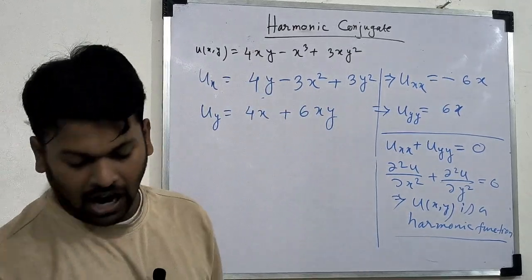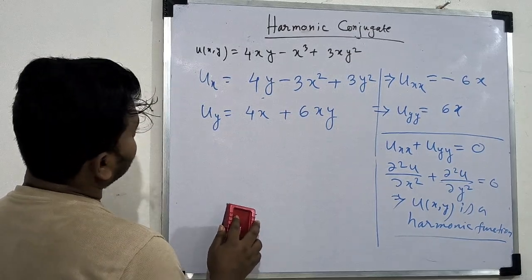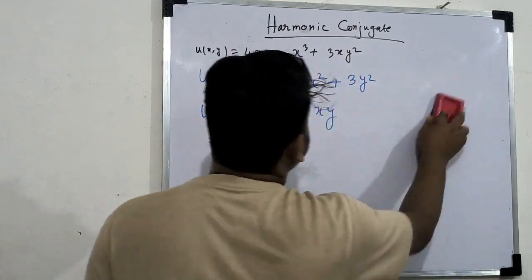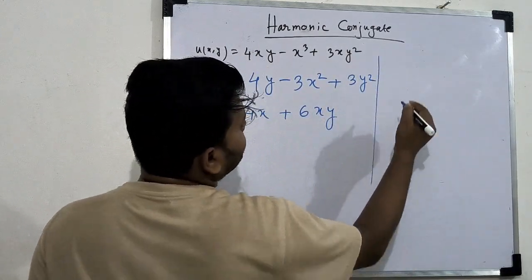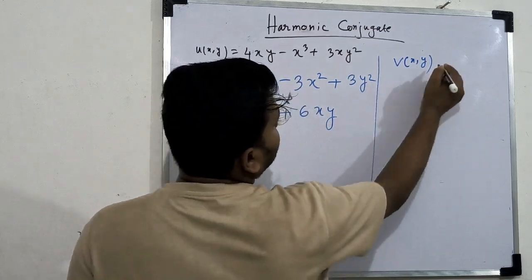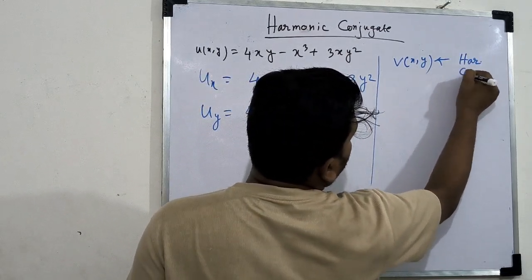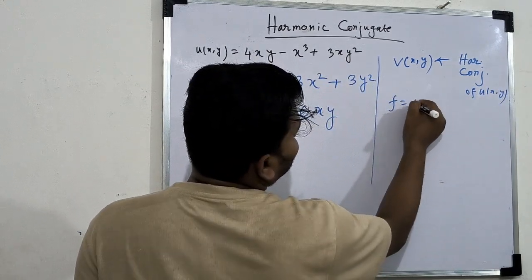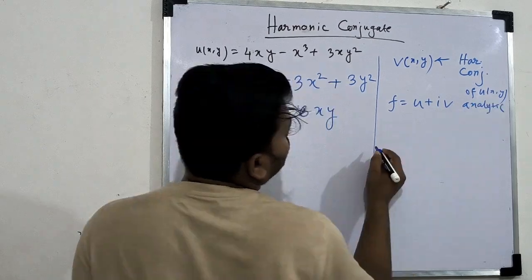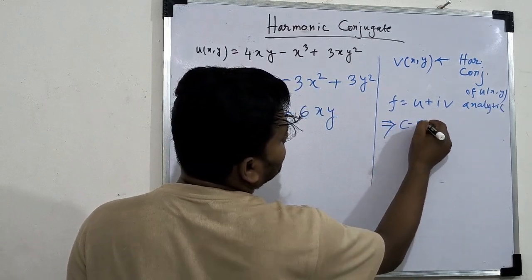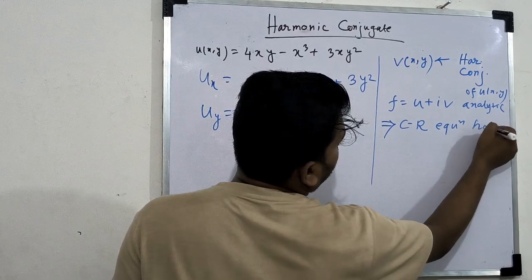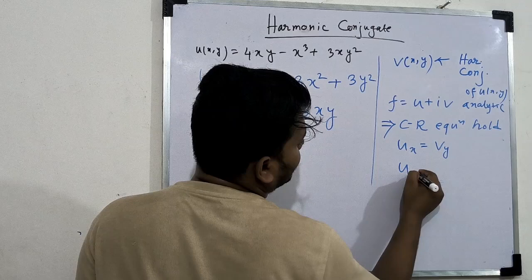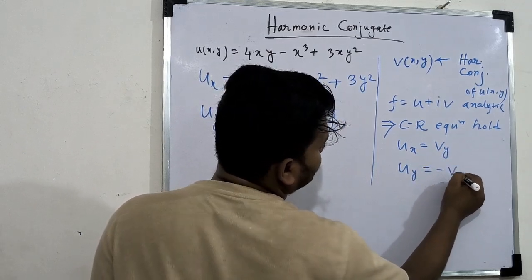Now we find the harmonic conjugate. For that we need ux and uy. We have to find v of x, y, which is a harmonic conjugate function of u of x, y. Therefore u plus iv is analytic. Analytic means the CR equations hold, so we get ux equal to vy and uy equal to minus vx.